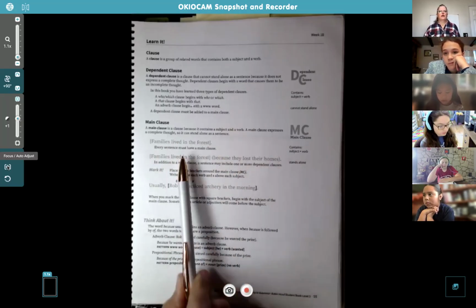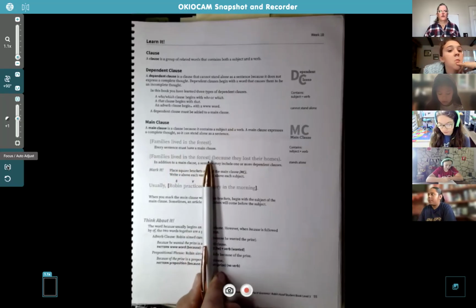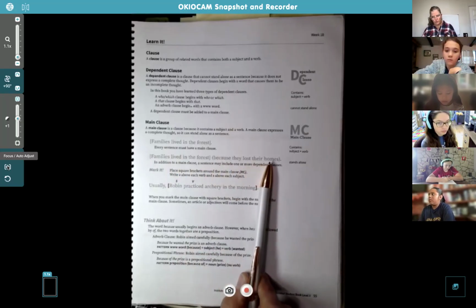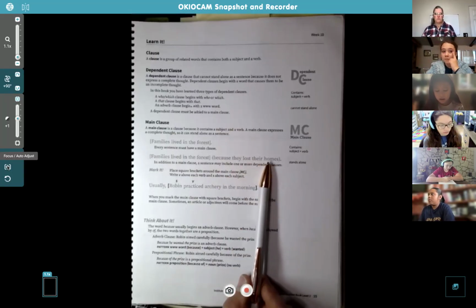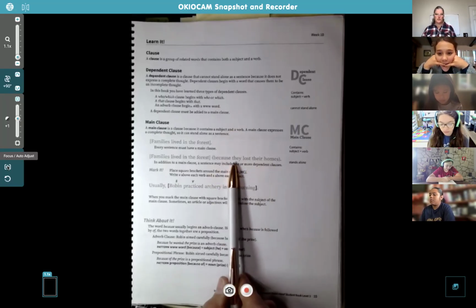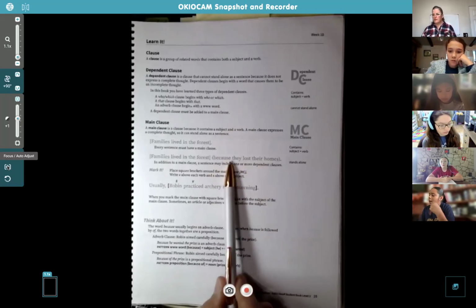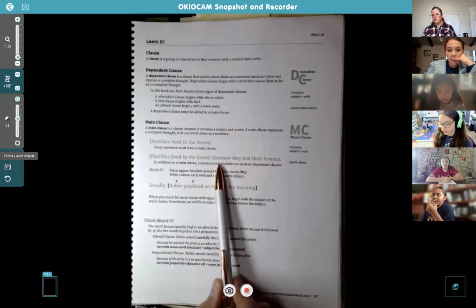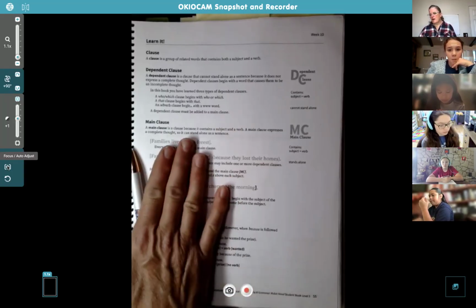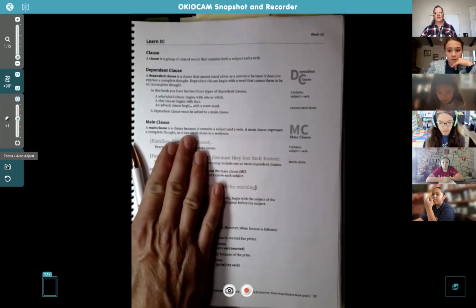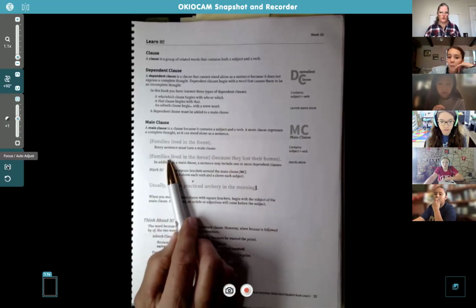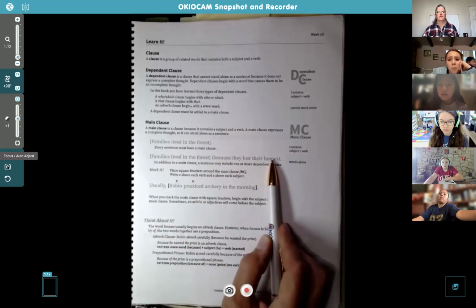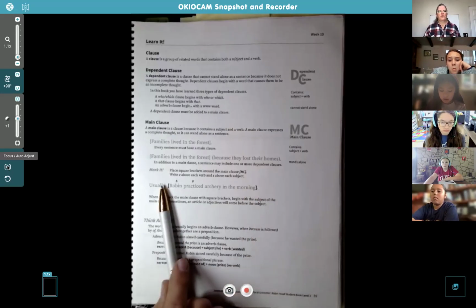Here we have two clauses in a row. Families lived in the forest because they lost their homes. This is considered an adverb clause because we have the b from the www.asia.b: because they lost their homes. But that by itself, if I took off the main clause and just had because they lost their homes, that's not a complete sentence. That's why it's called a dependent clause, because it has to have the main clause with it in order for it to make sense.